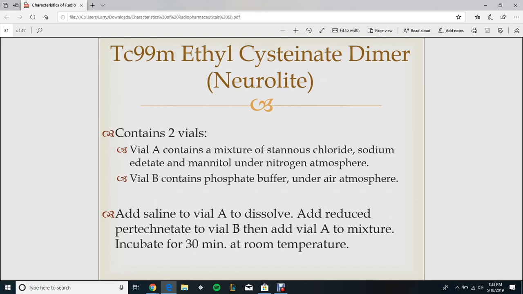Technetium-99m ethyl cysteinate dimer, which is also known as Neurolite. It contains 2 vials. Vial A contains a mixture of stannous chloride, sodium acetate, and mannitol under nitrogen atmosphere. Vial B contains phosphate buffer under air atmosphere. Add saline to vial A to dissolve. Add reduced pertechnetate to vial B. Add vial A to the mixture.